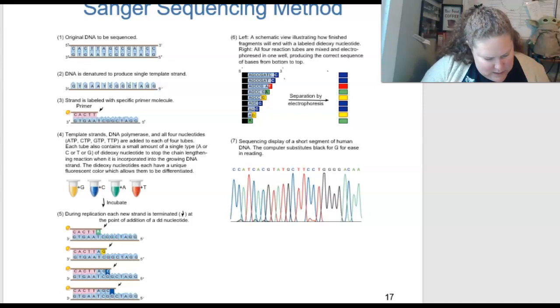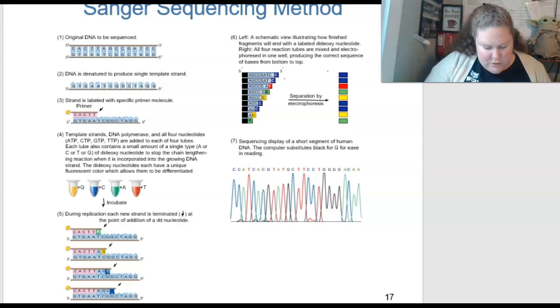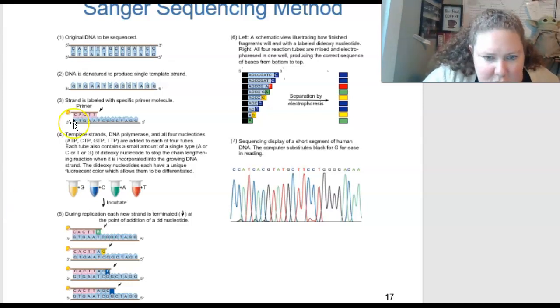The sequence in number 6 is read from the bottom to the top, and it must be converted into its complement to get the true nucleotide order of TCG, GCT, AGG. And so that was steps 1 through 6. And then in step 7, you can read through these.